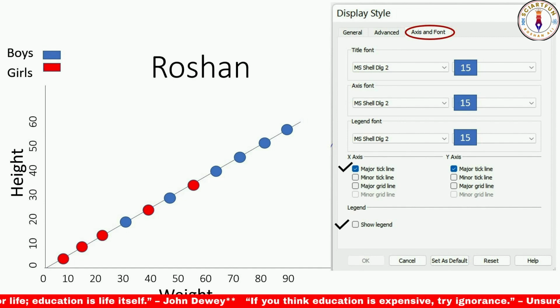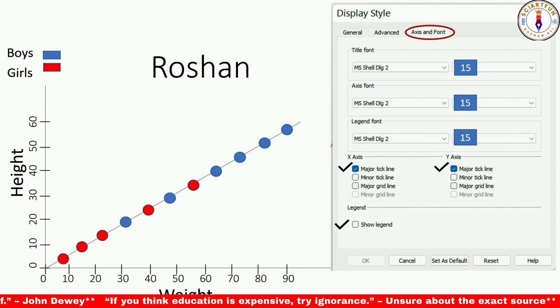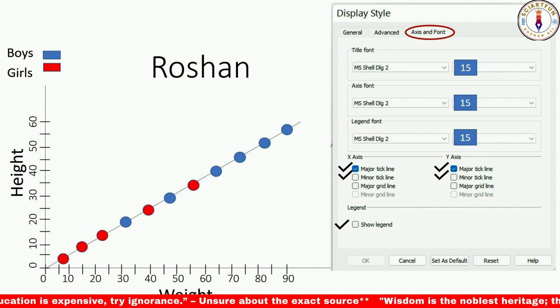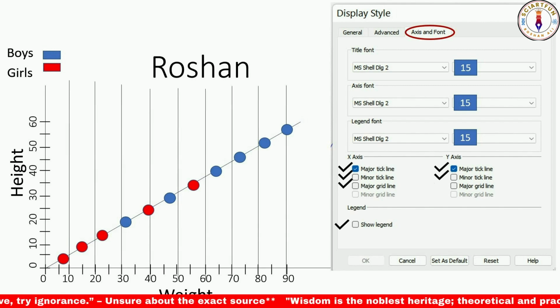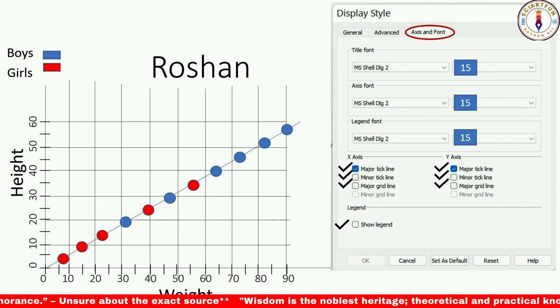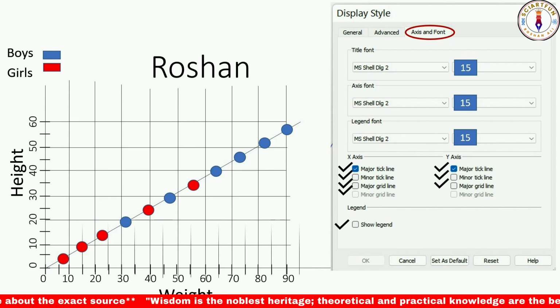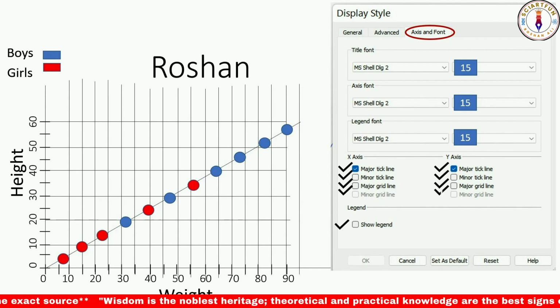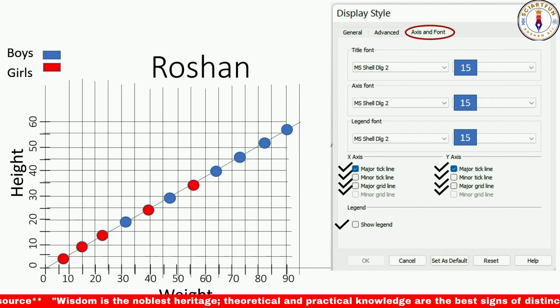Check this box. Major tick lines will appear on x-axis. Check this box. Major ticks will appear on y-axis. Check this box. Minor tick lines appear on x-axis. Check this box and minor ticks appear on y-axis. Check this box and you see the major grid lines on x-axis. Check this box and you see major grid lines on y-axis. Check this box, minor grid lines appear on x-axis. And check this box and minor grid lines are visible now on y-axis.